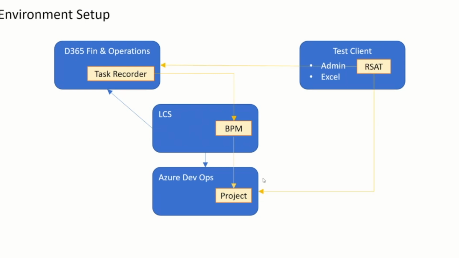Next step is that we're going to install Regression Suite Automation tool on our test client, and we're going to configure the Regression Suite Automation tool so that it is capable of reading the test cases that have been set up in our Azure DevOps. And then we're going to connect to a Dynamics 365 Finance and Operations environment where we're going to replay the task recording and validate that it still gives the same result.